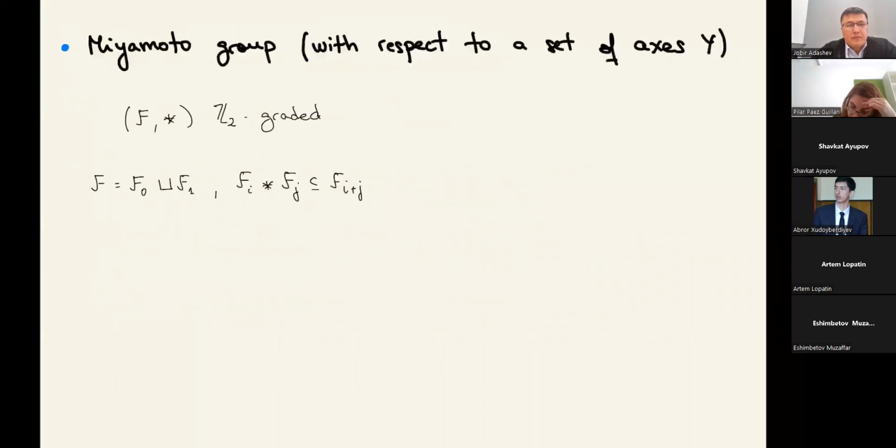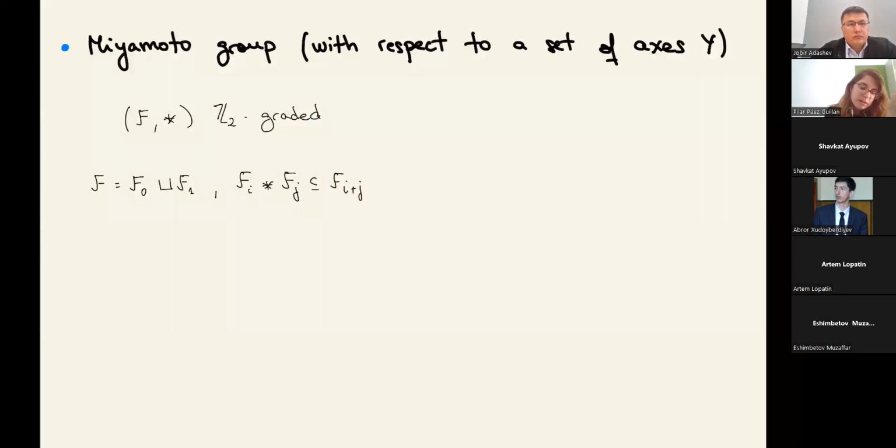Okay, and I also wanted to speak about the Miyamoto group with respect to a set of axes Y. This Miyamoto group is going to give us a connection between the algebra theory and the group theory. We can only compute these Miyamoto groups whenever the fusion law has a grading. And again, most authors just restrict themselves to work with gradings over Z2. So what do I mean with a grading of a fusion law?